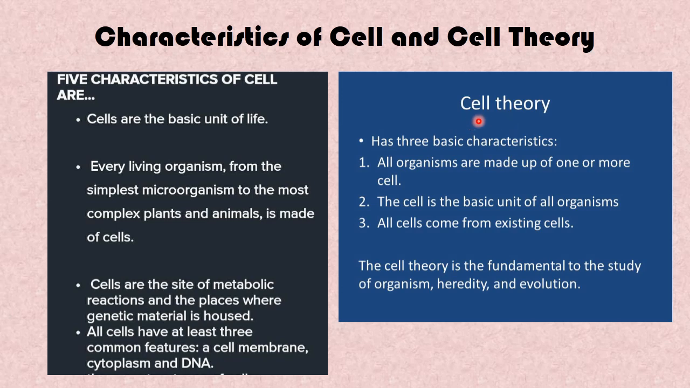Now looking at the cell theory proposed by Theodor Schwann, Matthias Schleiden, and Rudolf Virchow shows these 3 basic characteristics. Number 1, all organisms are made up of one or more cells. Number 2, the cell is the basic unit of all living organisms. And number 3, all cells come from pre-existing cells. Now the cell theory is fundamental to the study of organisms, heredity, and evolution.